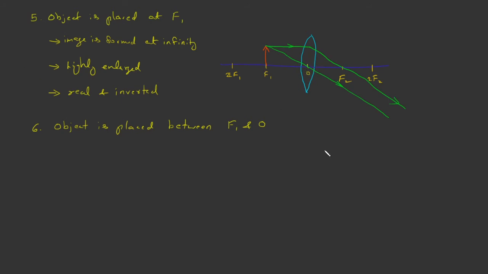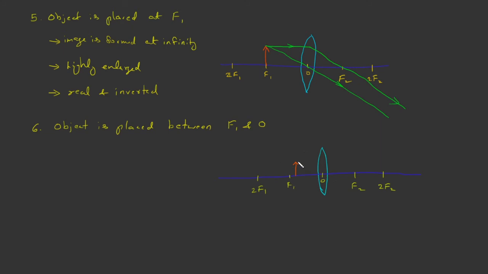For understanding this, again we are going to draw the ray diagram. For that we can draw the convex lens, draw the principal axis, mark the positions of optical center, f1 and 2f1, also f2 and 2f2. Now we are going to place the object in between f1 and O.